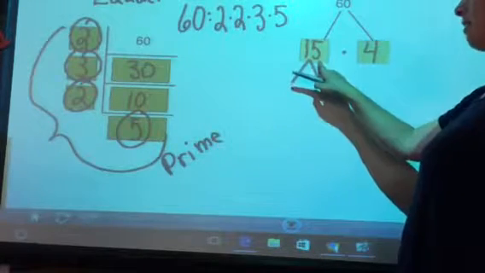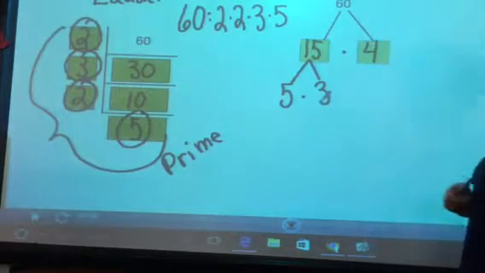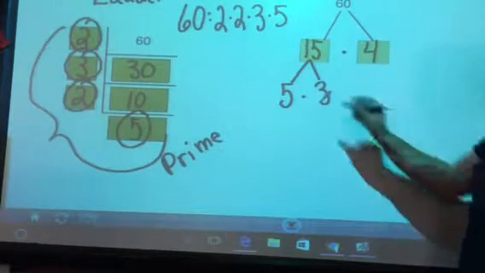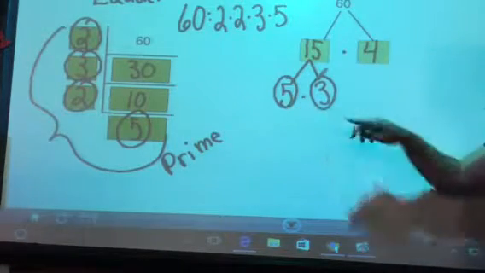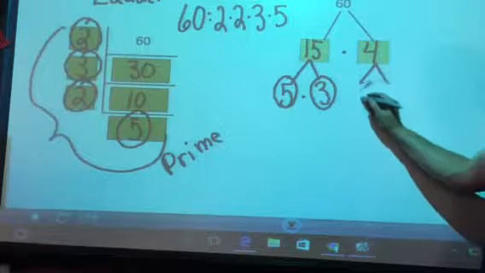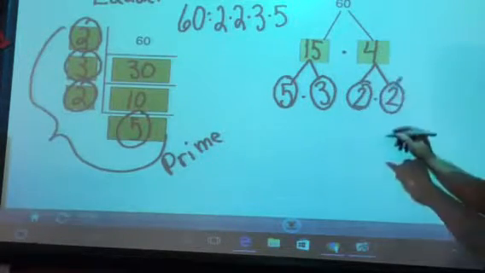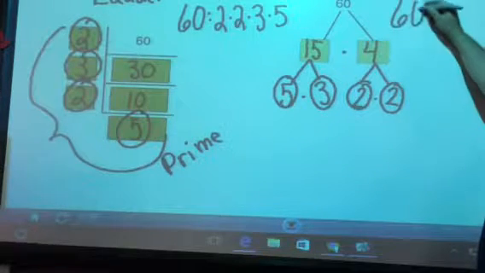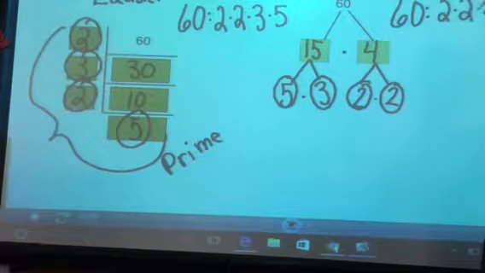And so 15 is composite. I can break it down into 5 times 3. 5 and 3 are both prime, so I'm going to circle them and know that I don't add any more branches to that one. And I can also break 4 down into 2 times 2, which are both prime. And so if I list my prime factors again, I'm going to end up with the exact same prime factors, and they multiply to 60.